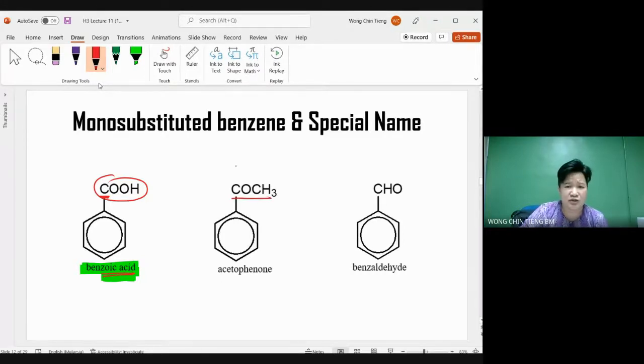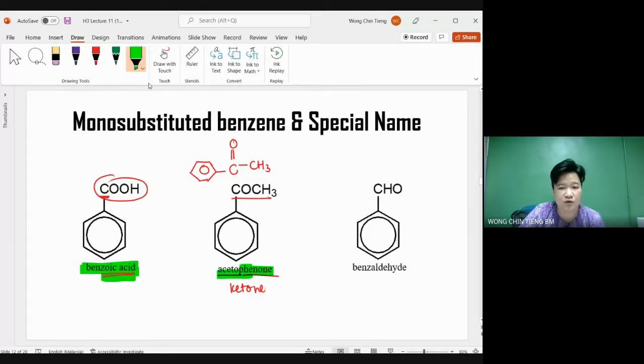COCH3, that is actually your C double bond O CH3. Okay, that is actually a C double bond O CH3 bonded to your benzene ring like this. So, benda ni adalah acetophenol. It's a ketone, betul? It's actually a ketone over here. And nama dia adalah acetophenol. Alright? Phenol is because of benzene, acetophenol.